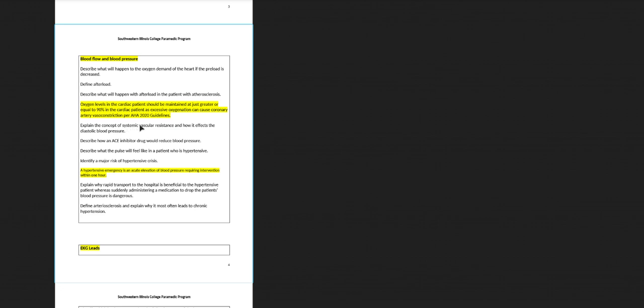Explain the concept of systemic vascular resistance and how it affects the diastolic pressure. Okay, so systemic vascular resistance is the resistance in the blood vessels that the heart is pumping against. So if you have high pressure in the peripheral circulation, that's going to lead to high diastolic pressure. The resistance in the small arterioles and capillaries determines the rate at which blood is drained out of the artery in diastole.